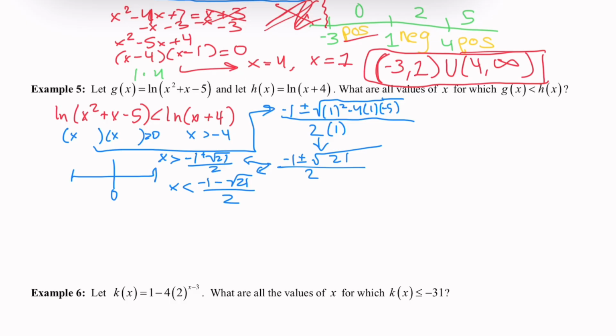So -1 plus 4 is 3, so 3 divided by 2. 3 divided by 2 is 1.5, so it's between 1.5 and 2. So that is going to go somewhere here, right? And then this one, -1 minus 4 is -5 divided by 2, which is -2.5. So it's between -2.5 and -3, so it's going to be right here.